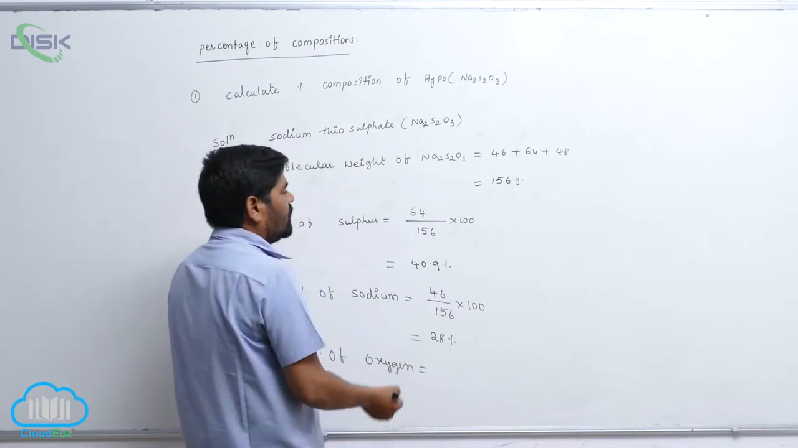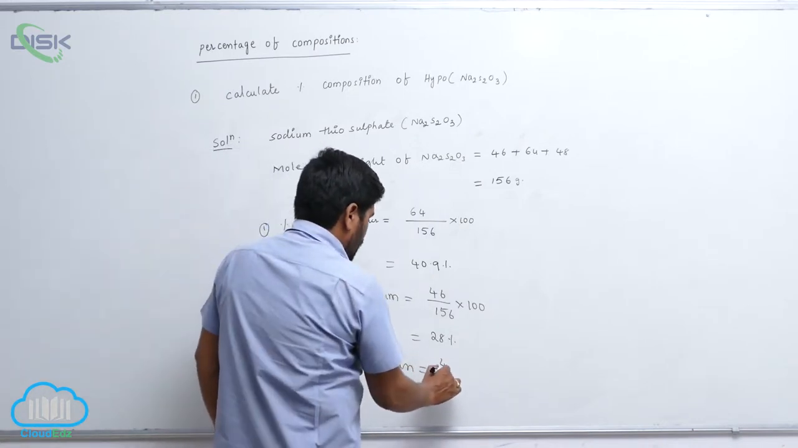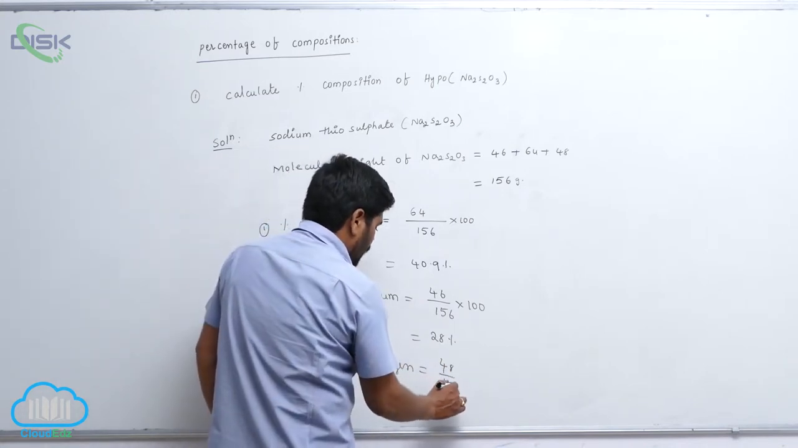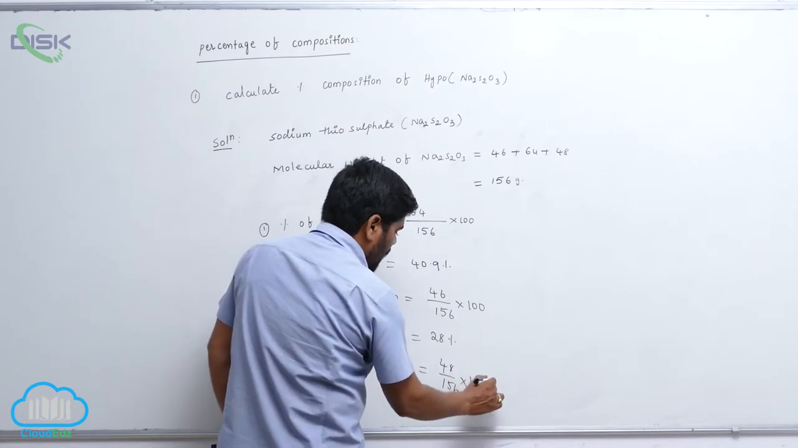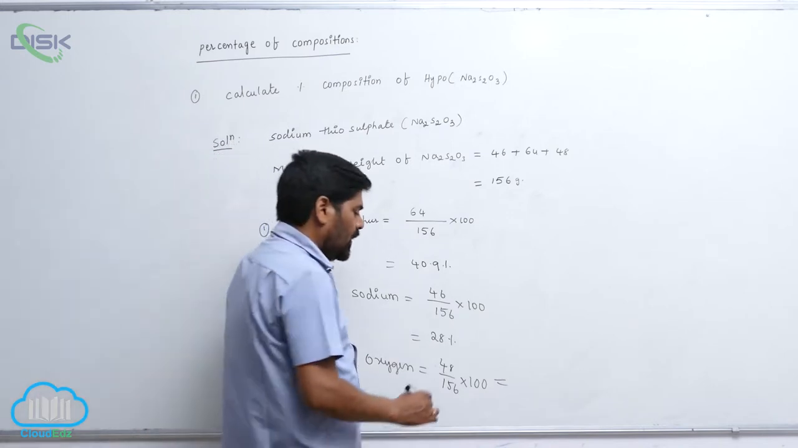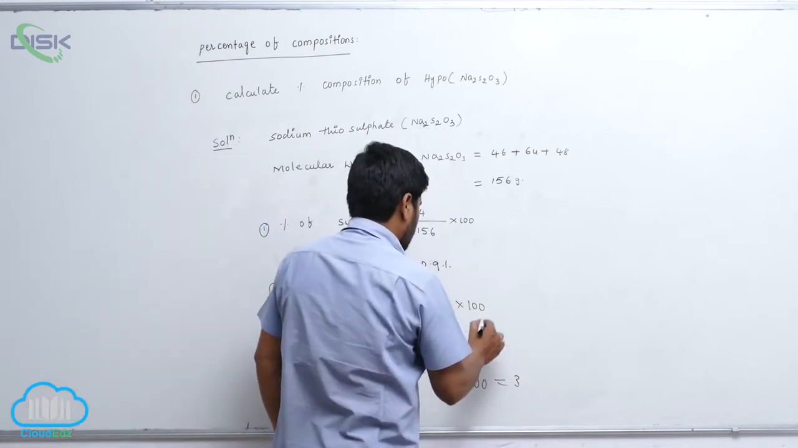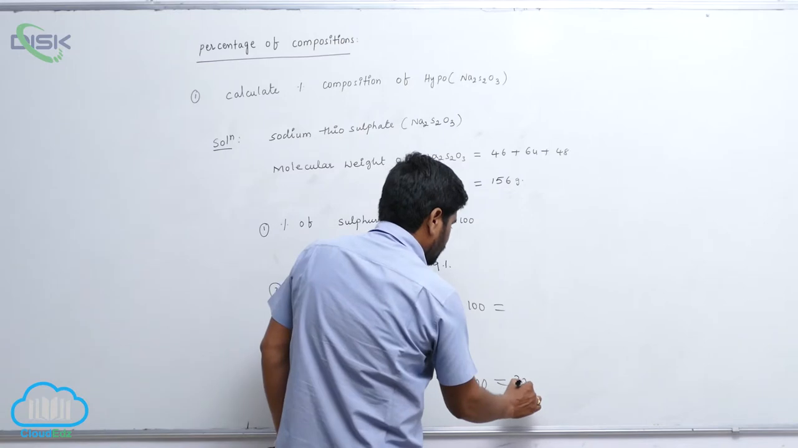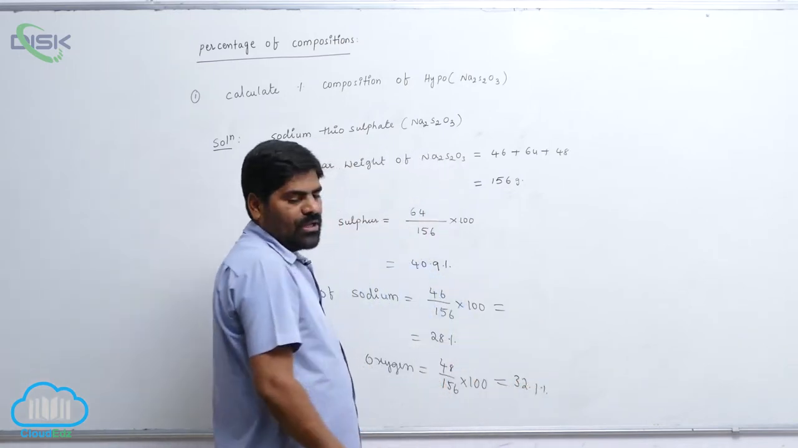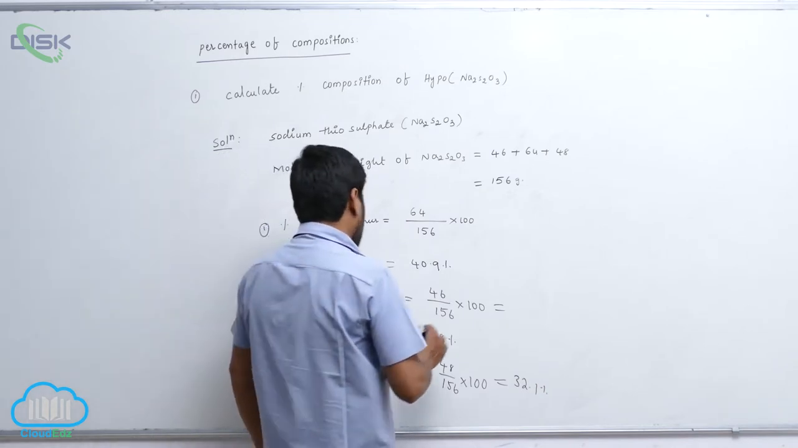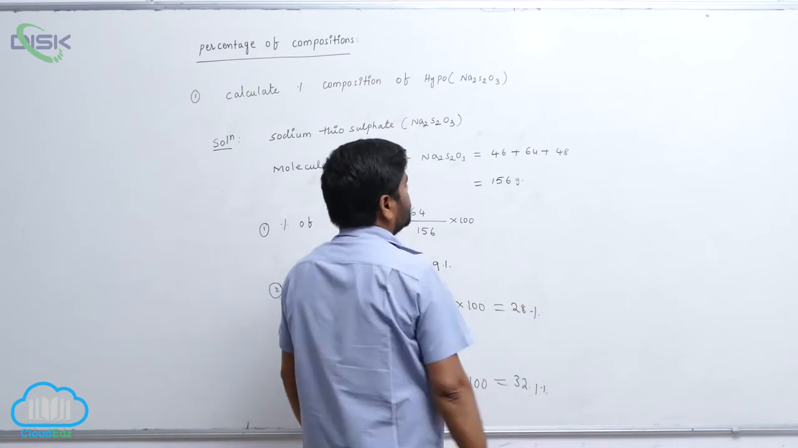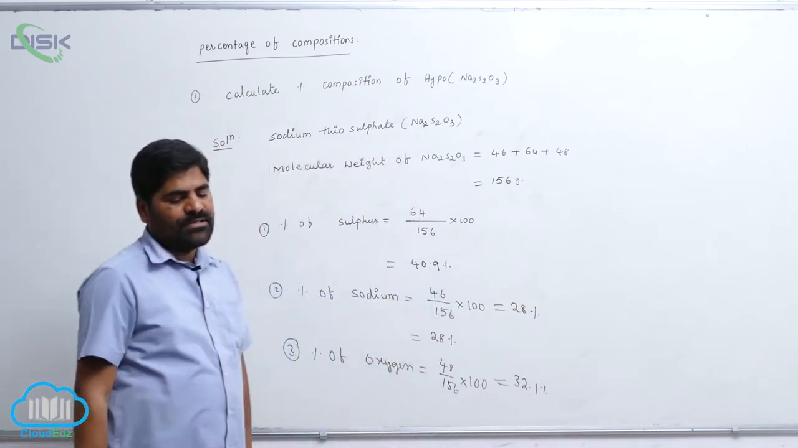Percentage of oxygen equals, here it is 48 for 3 oxygens, so 48/156 × 100. It almost equals which one? 32%. The sodium is approximately 28%. So the total becomes which one? 100%.